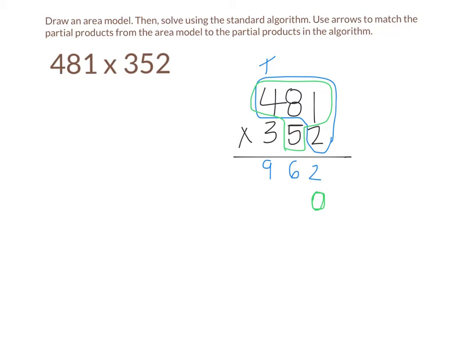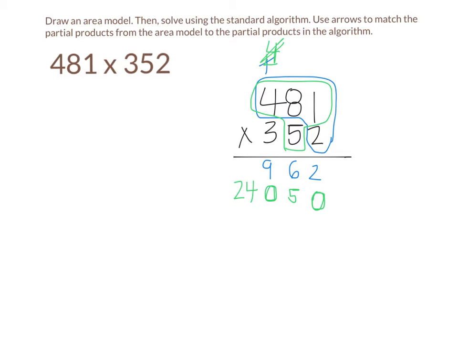Now we can do 5 times 1, which is? Okay. We can do 5 times 8, which is 40. So we're going to regroup all 40 of those. Okay. And then 5 times 4, which is? 20 plus 4 is? 24. Okay. So go ahead and record that.